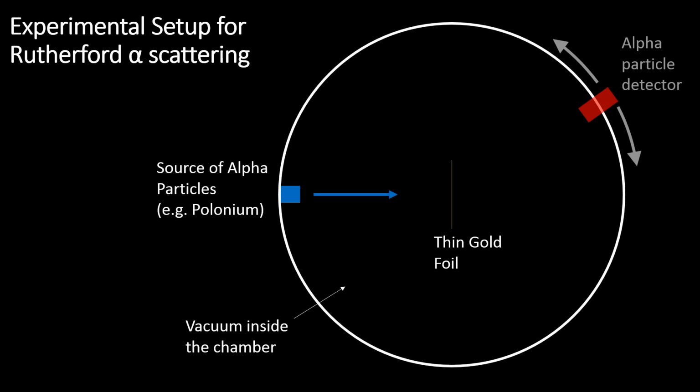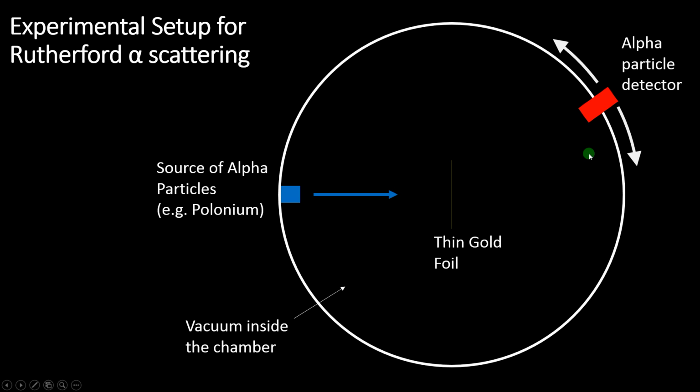Okay, and then you need a way of detecting the alpha particles, and this red thing on the right hand side here is the detector, and the detector can be moved in an arc around the outside of the experiment, so it can detect alpha particles that had hit the foil and come off in any direction.